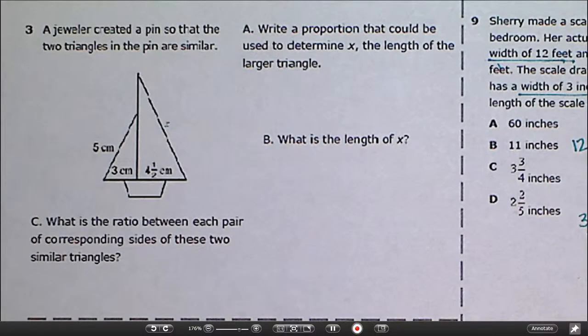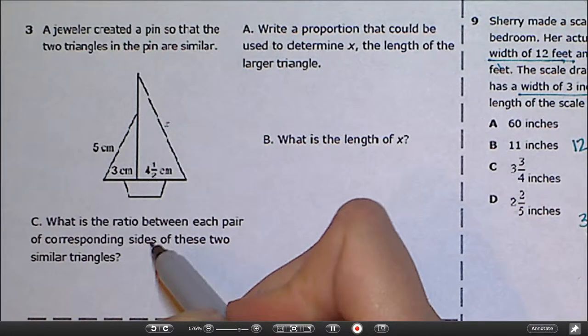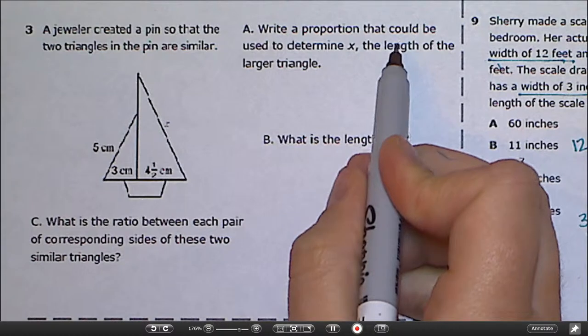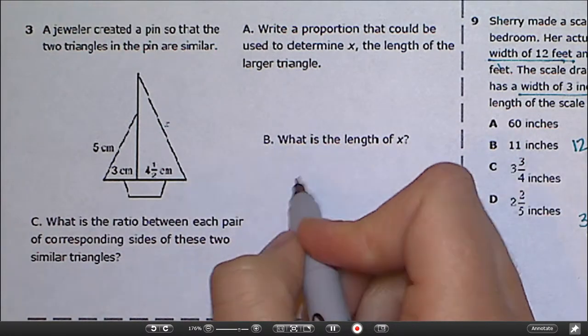I'd like to do part A of number 3 with you, and then let you do B and C on your own. A jeweler created a pin so that the 2 triangles in the pin are similar. So imagine that this is like a little pin that you would pin to your clothes in the shape of a sailboat or whatever this is supposed to be. So write a proportion that could be used to determine x, the length of the larger triangle.